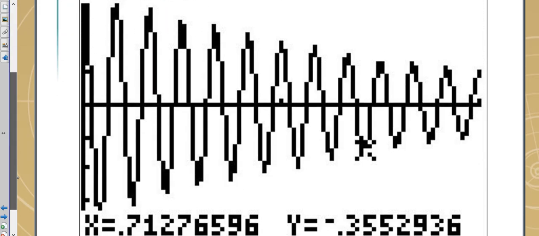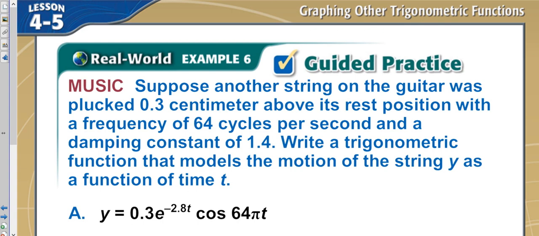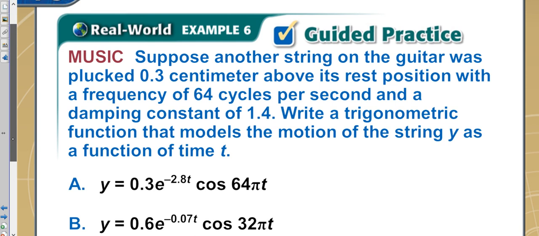So here's a zoomed in portion from their old graph, and they're saying the same thing, 0.7, they just have a different value. So now you can try this one.